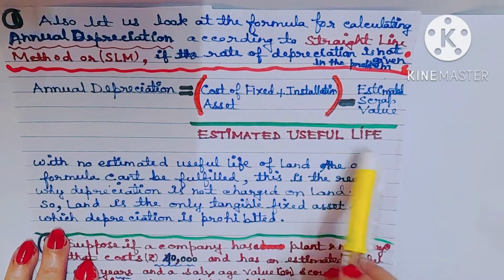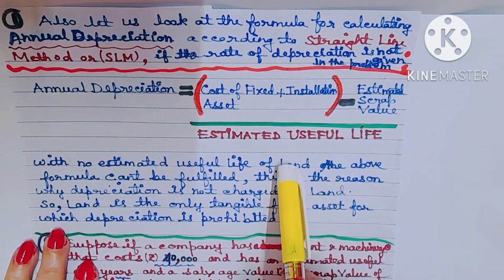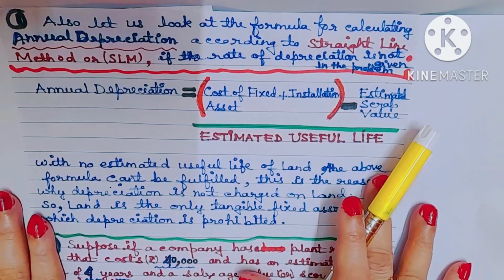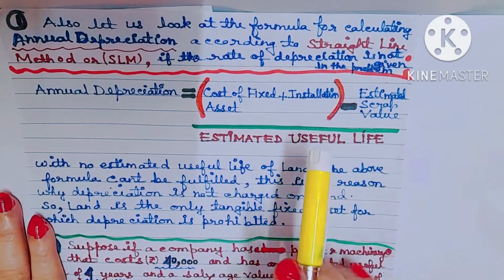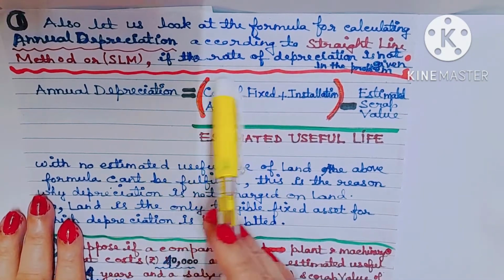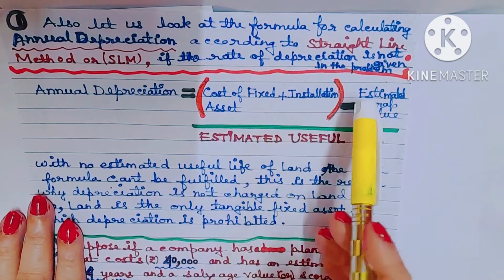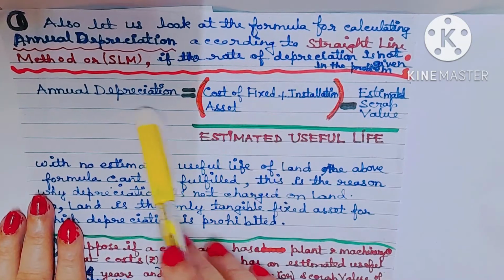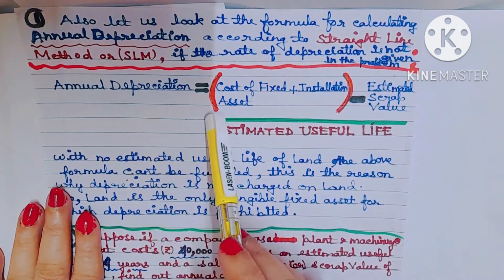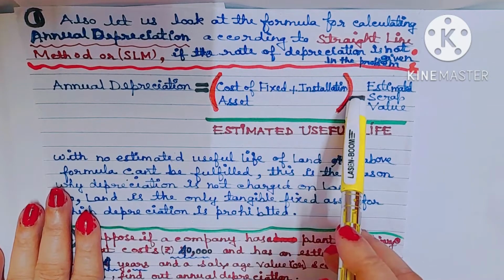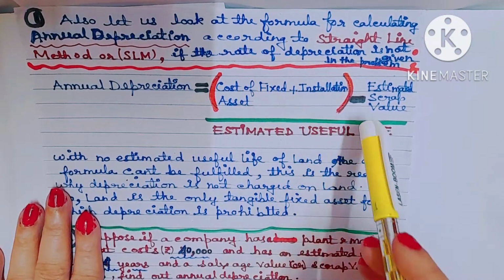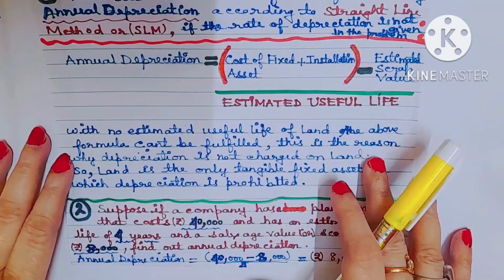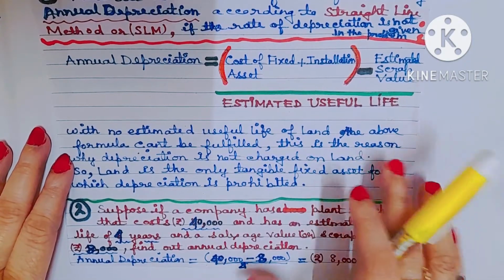Now, what is estimated useful life? Estimated useful life of an asset is estimated in terms of number of years it can be effectively used for business operations. Understood? And one more thing, if the rate of depreciation is not given, we have to calculate depreciation by applying this formula. Annual depreciation is equal to cost of fixed asset plus installation charges or other expenses minus estimated scrap value divided by estimated useful life.